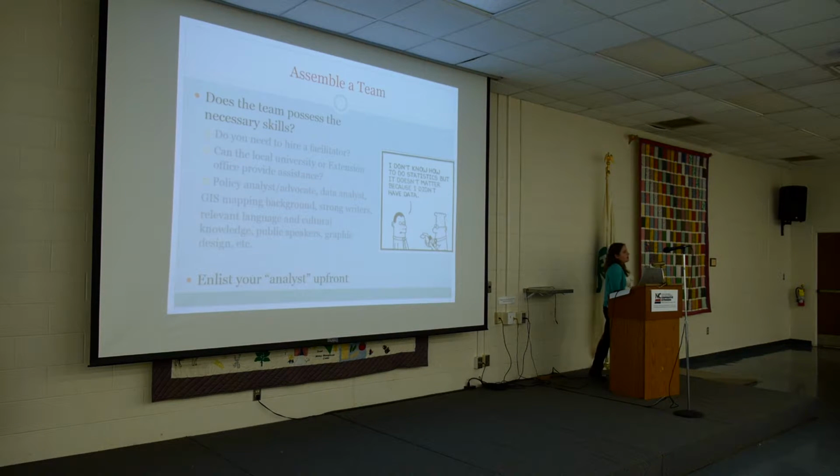GIS mapping background, and we'll show you some images here later, but that can be really helpful to tell your story. If you have somebody that's able to overlay this data on maps, that can be really helpful. Strong writers, relevant language and cultural knowledge. You want people that know the local area. Do you have good public speakers, graphic designers? As you're assembling this team, this is kind of a good list of some of the check boxes that you might want to look at.